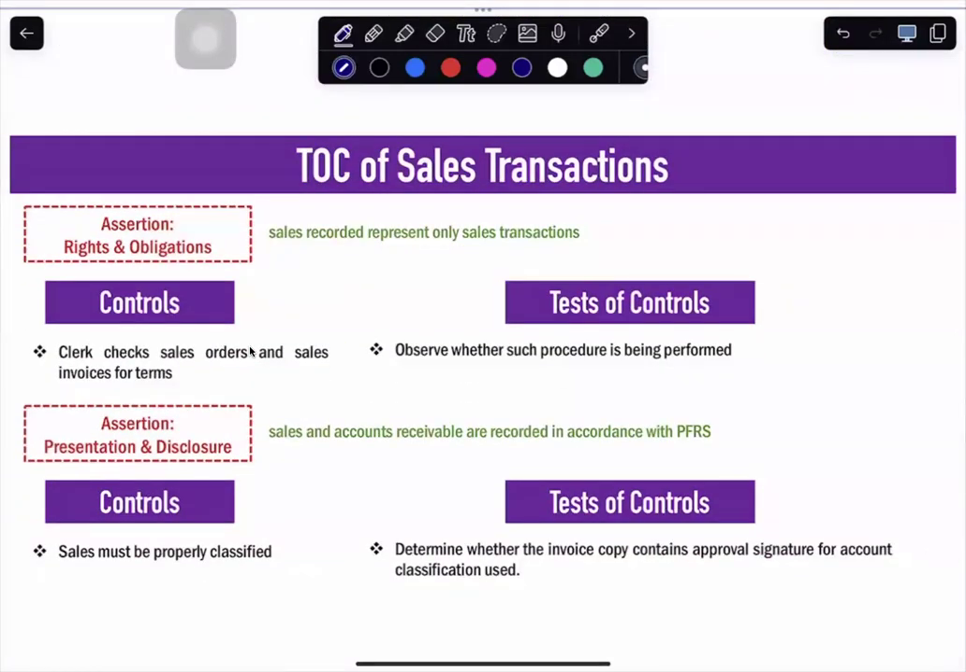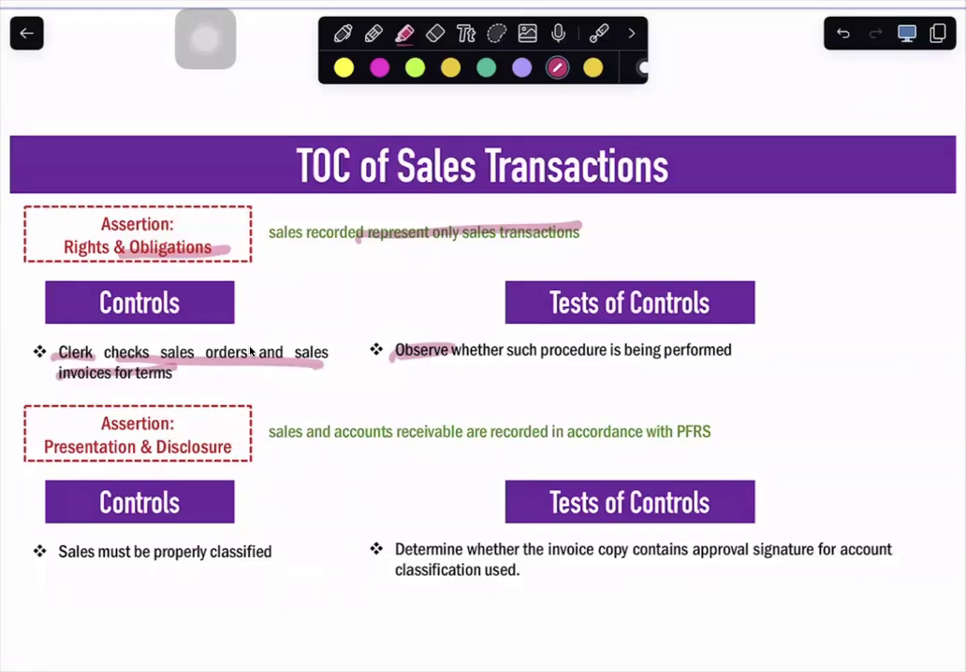Next assertion, rights and obligations. So the sales recorded represent only sales transactions. So what are the controls in place? So the clerk checks sales orders and sales invoices for the different terms. And how do you test that? Again, observe.